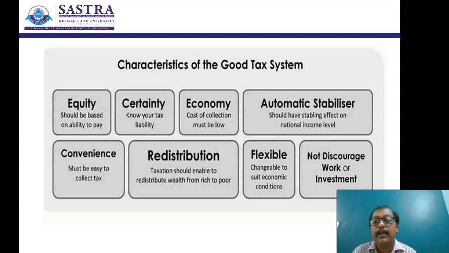It should be an automatic stabilizer. It should have a stabilizing effect on the national income level. When the level of national income is lower, maybe some extra taxes might be put out. When they have a lot of income, maybe the government will try to have a little amount of tax collected. So it acts as an automatic stabilizer. Whatever money is required, that alone will be collected. Unnecessary money will not be collected in the form of taxes. So that should be the basic criterion with which your tax system should work.